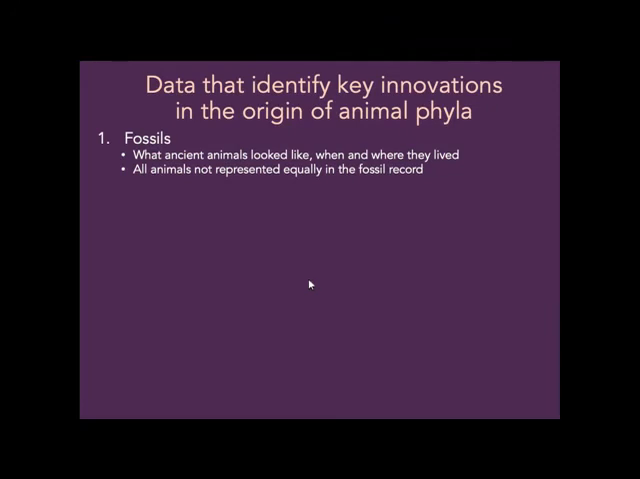Okay, so we have different kinds of data that we use to figure out what key innovations there were in each of the animal phyla. So the first, we have fossil evidence. So by looking at the fossil record, we can figure out what ancient animals looked like, when they lived, where they lived, and we know that not all animals are equally represented in the fossil records. We already talked about this. Does anyone remember which kinds of animals are most likely to get preserved in the fossil record? Anyone? Dog, do you remember?